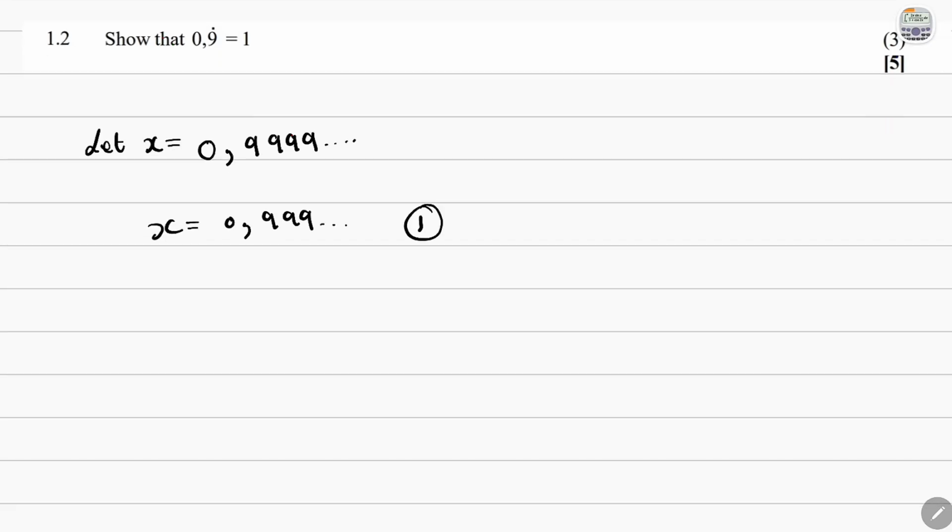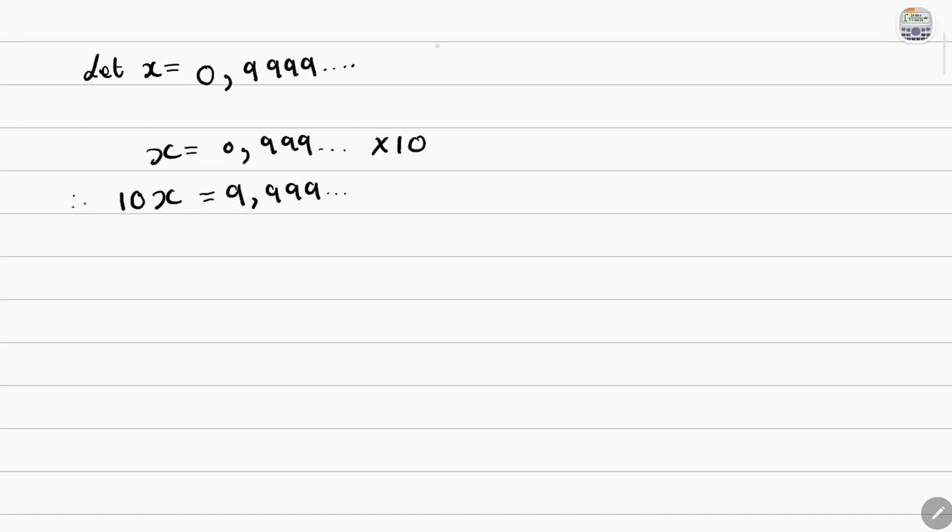So we can call this equation number 1 if you want to, but it's not really necessary. You can just say if x is equal to this, then multiply both hand sides by 10. It would mean that 10x, because 10 times x is 10x, is equal to, and when you multiply this by 10, it's going to cause that decimal to move one place up. And so we have 9.999, and that is also recurring. And here we have isolated this 9 recurring, and now we can actually deal with it like this.